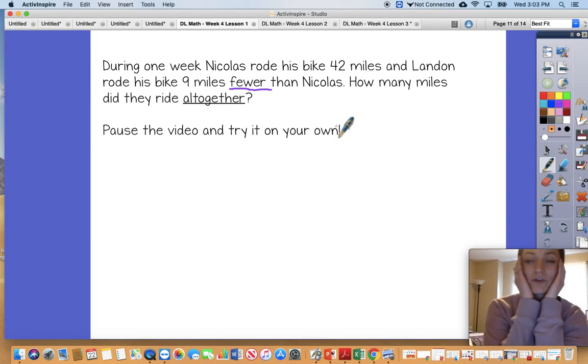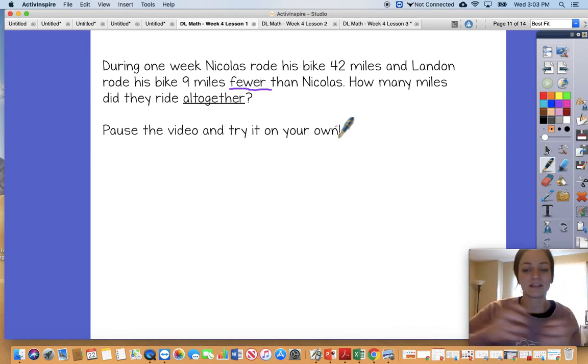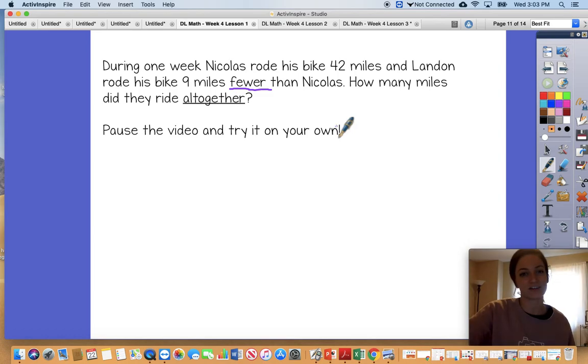So ask yourself, if I want to find out how many they did all together, what do I need to find out first? And then how can I find out all together? Go ahead and pause the video and try it on your own. Okay, so since this one's kind of a comparison one, right? It says Landon rode his bike 9 miles fewer.